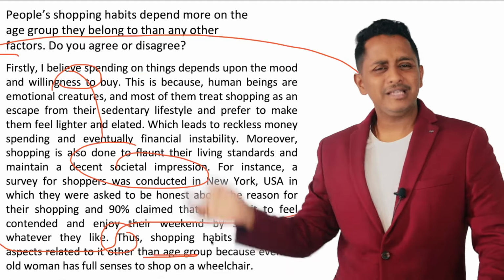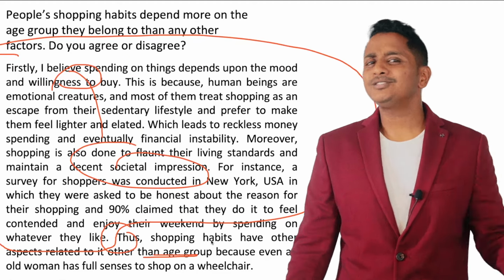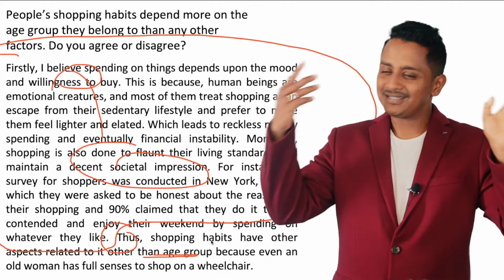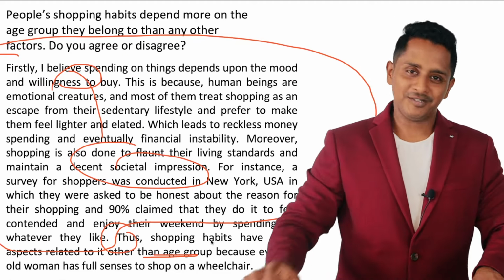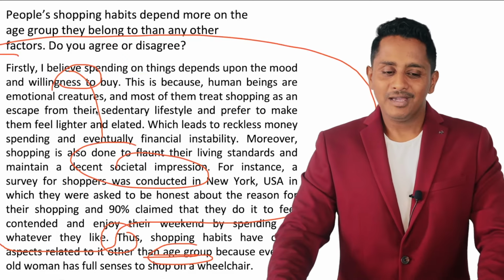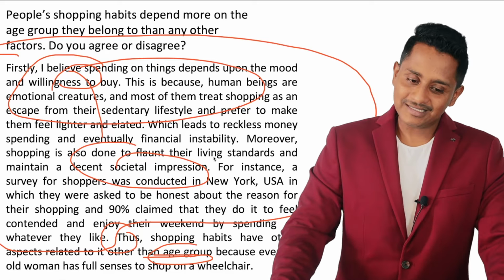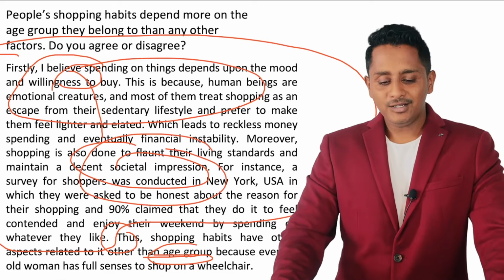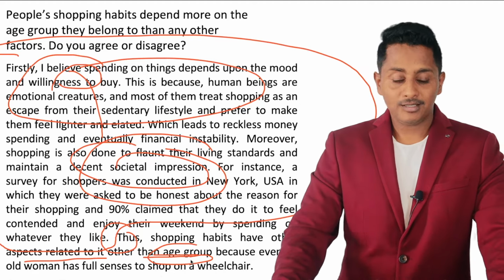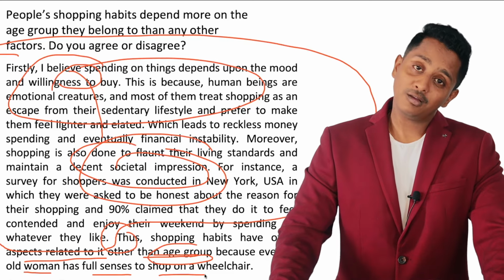Coherence, cohesion, completely gone case, task response gone case, because the essay written is for a different question. Question is different, answer is different. Because the age group has not been written. Just last line you cannot just bring in that age group. Here you should say how age group affects the shopping habits and then say how other factors affect. Hence shopping affects other aspects related other than age group, because even an old woman has full senses to shop on a wheelchair.